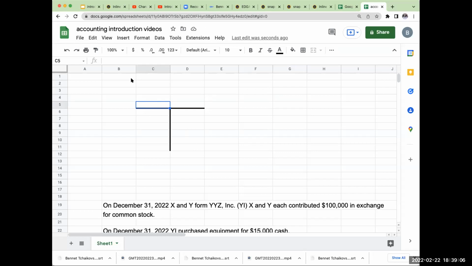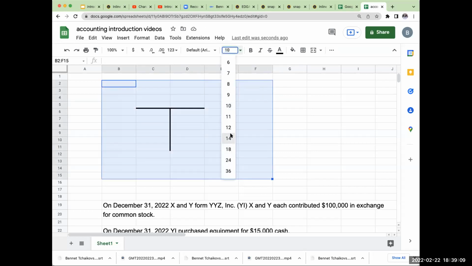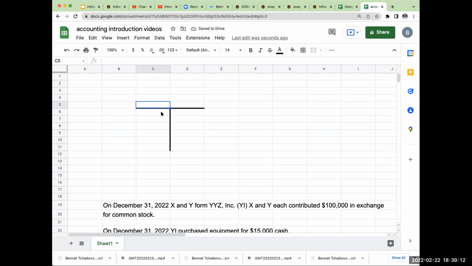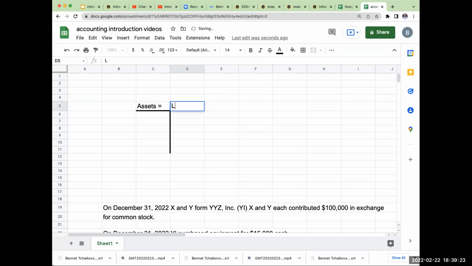So when we're using T accounts, I'm going to start with my balance sheet equation. We're going to say assets are equal to our liabilities plus our owner's equity. Okay, so this is what our balance sheet equation is. The middle of this is really where our T is going to go. So assets are on the left, liabilities and equity on the right.